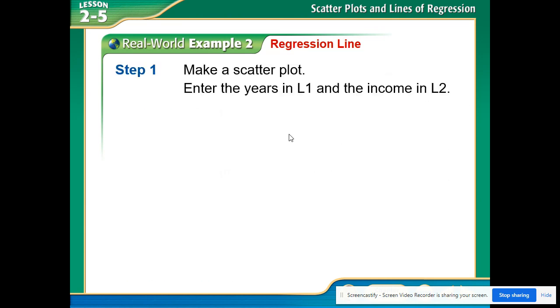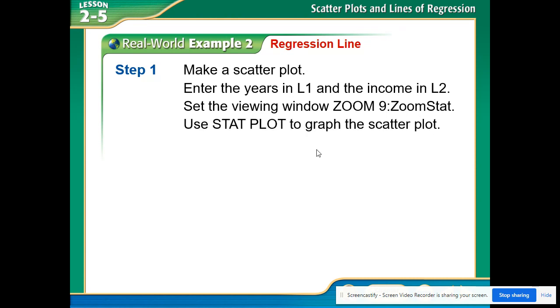So we're going to make a scatter plot. We're going to enter the years into L1 and the income into L2. And then we're going to set our viewing window. We're going to hit the zoom button and then 9, ZoomStat. That'll set our window to the appropriate spot. We're going to make sure our stat plot is on, and we're going to graph the stat plot.